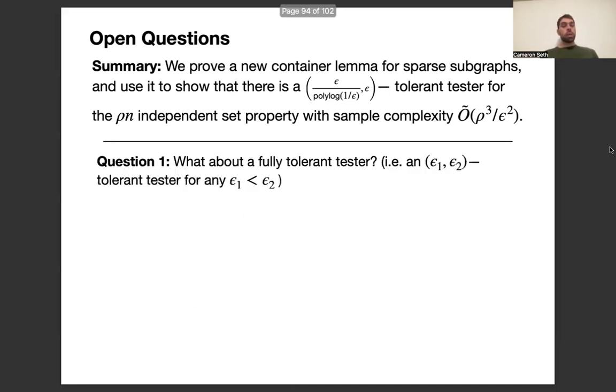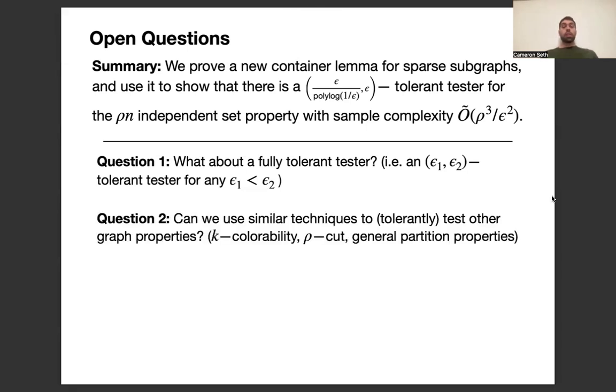So some basic questions are, what about a fully tolerant tester? It's usually desirable to have this work for any epsilon 1 and epsilon 2. If you can do this, then you have things like distance approximations. But it turns out that there seem to be some challenges with using the container approach to get a fully tolerant tester.